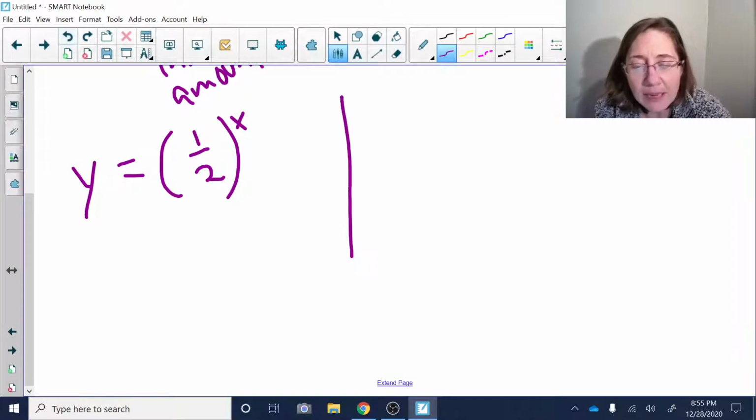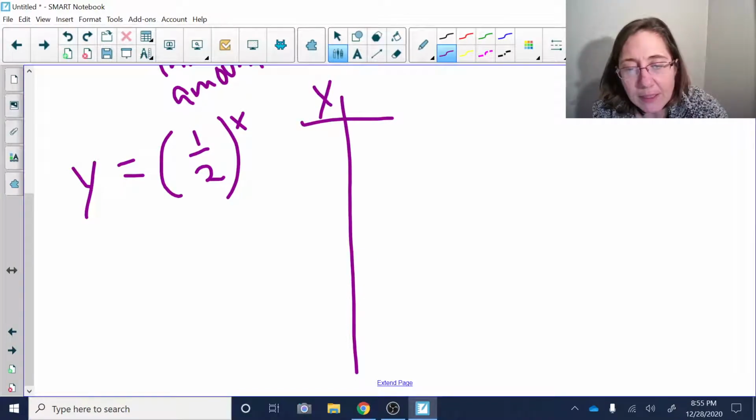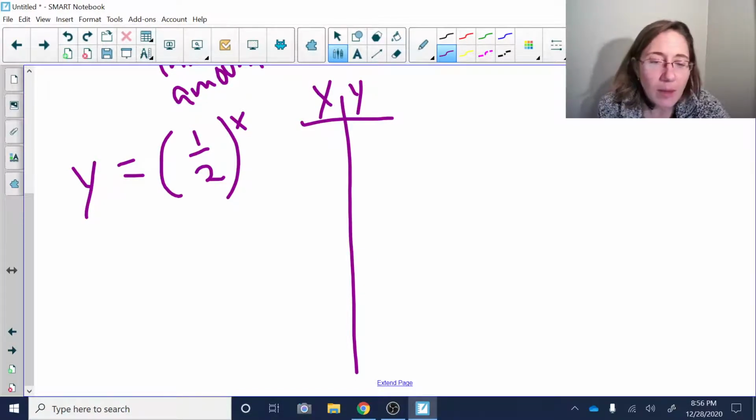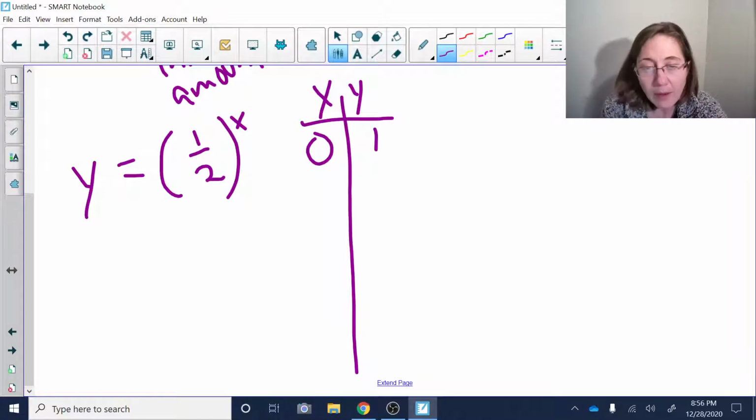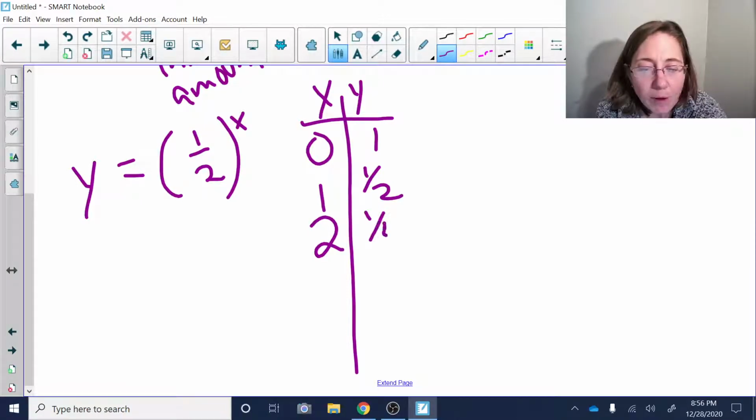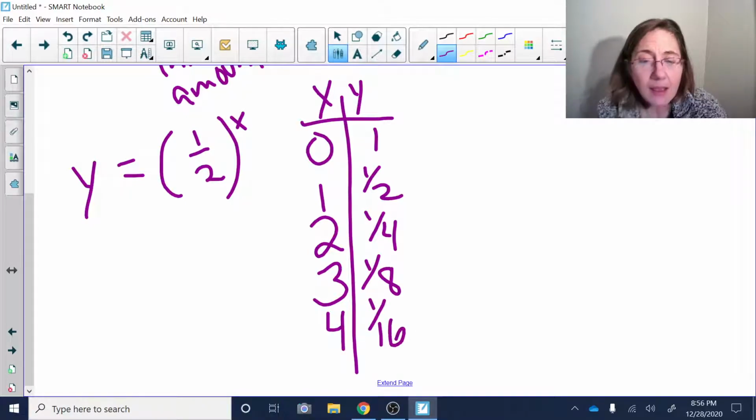So let's go ahead and make a little table of these so we can see what this is going to do. If I put an exponent of 0 in there, anything to the 0 power is 1. If I put an exponent of 1, 1/2 to the first power is 1/2. If I square it, I would get 1/4. If I raise it to the third, I would get 1/8. If I raise it to the fourth, I would get 1/16.